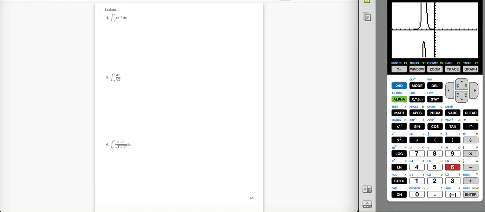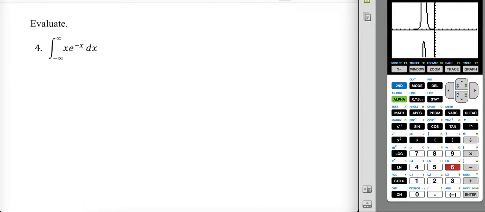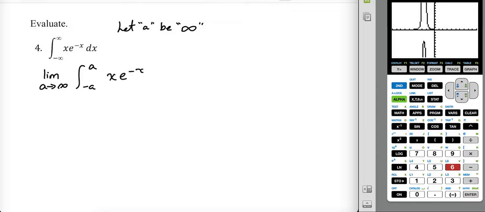Number 5, we need to evaluate some more improper integrals. You can see in number 4 we have infinite bounds on both sides, but we can still let a be infinity. So we would be looking at the limit as a approaches infinity, going from negative a to a, of x e to the negative x dx. We can tackle it that way.